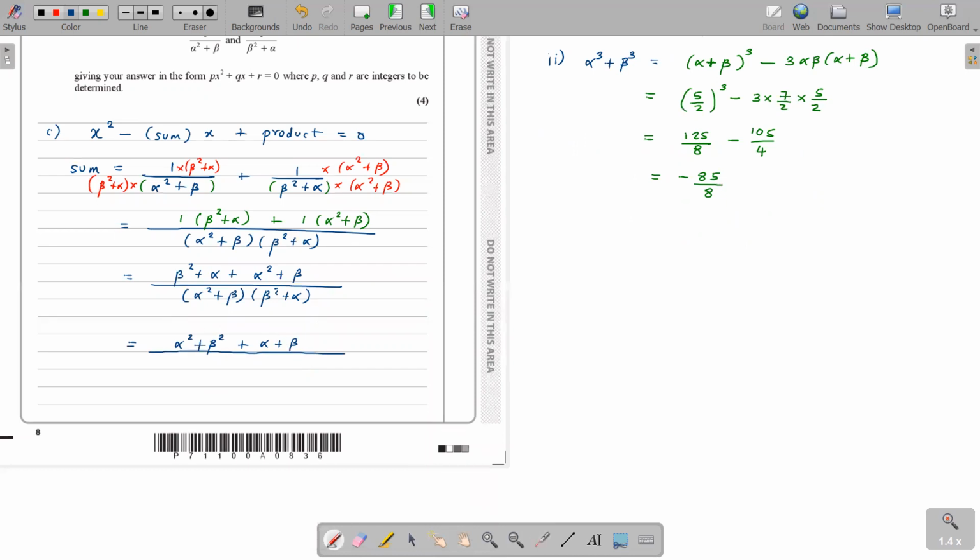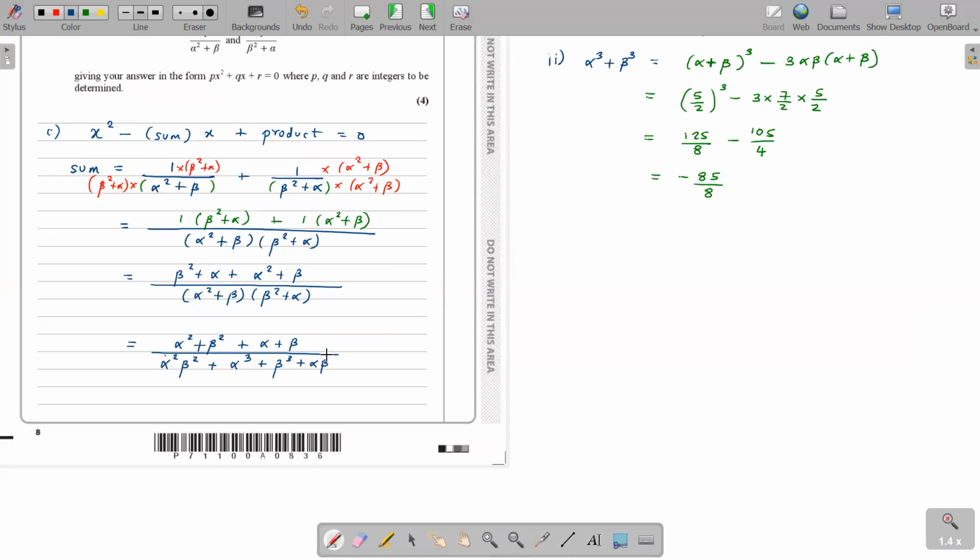And in the denominator, when I open the bracket, what do I get? Alpha square into beta square is alpha square beta square. Alpha square into alpha is alpha cube. Beta into beta square is beta cube. Do you see me expanding the bracket? Beta into alpha is alpha beta.